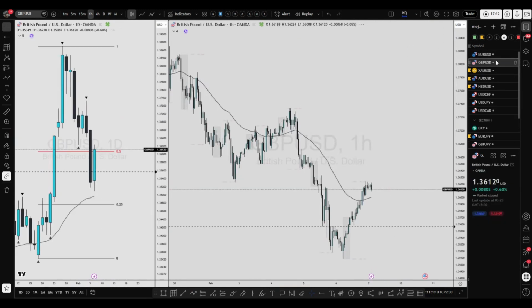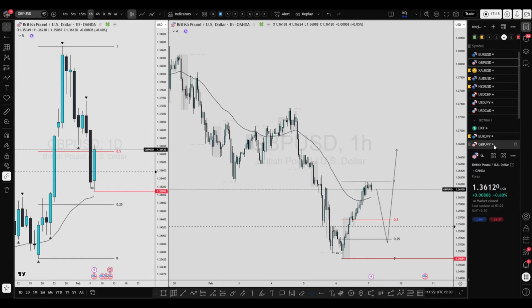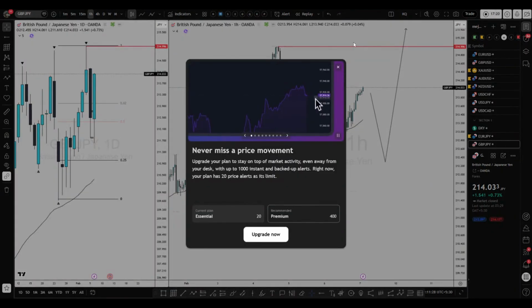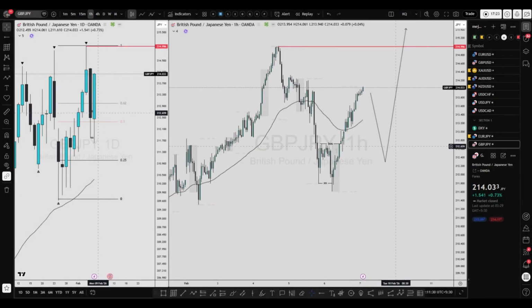But if GBP managed to drop below this low, then it's possible that we're gonna see some good corrections in JPY. Let's see. I'm just gonna keep my watch. Okay. Oh my goodness. Okay. Now I'm just gonna keep this in my watch list. Let's see how it unfolds.